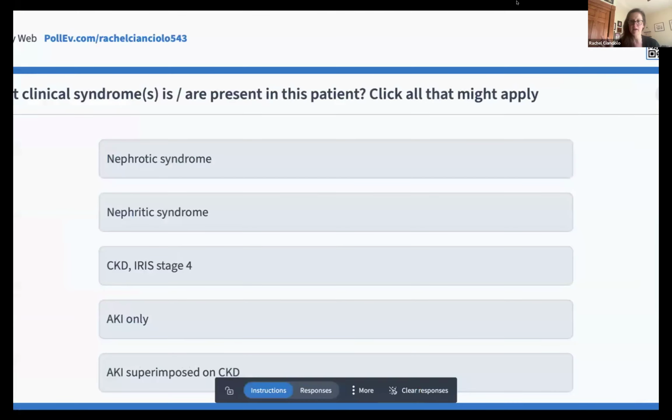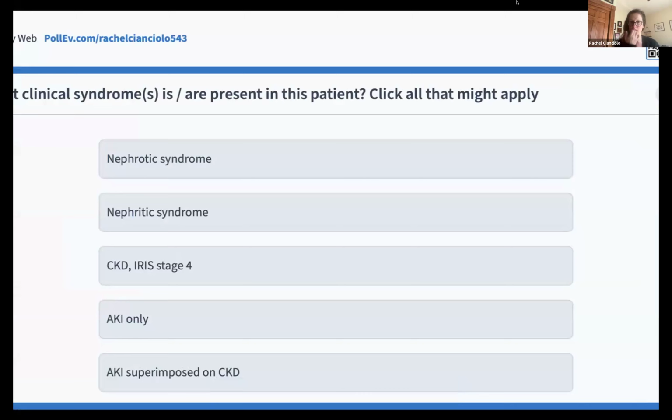I have it active on the app. Let me see if I can, let's see. So I need to pull up the poll website. Rachel, you can just tell people to join that when they start. Yeah, because it'll take a minute to enter it in. Unless there's a text option, that's usually a little faster, but this is fine too.